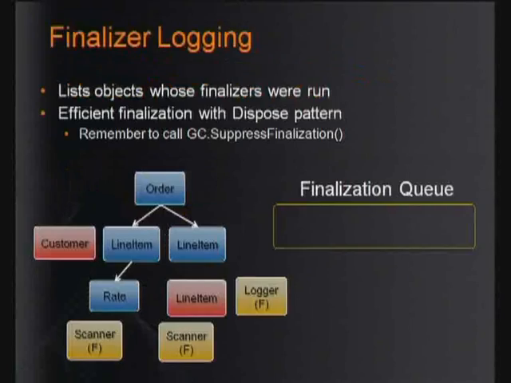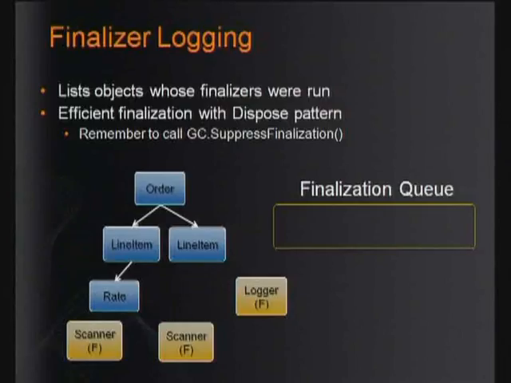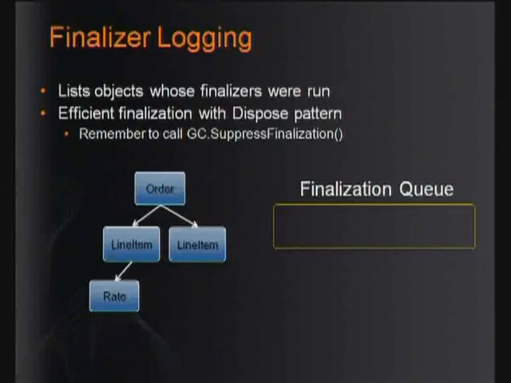Finally, we have finalizer logging. Now, in finalizer logging, effectively, objects that have not been disposed will finally have their destructors called. So in this case, we have a whole bunch of items here, and as they go out of scope, those without finalizers will be collected by the garbage collector immediately. But those objects with finalizers will get added to a finalization queue, and a second run of the garbage collector is required to actually get rid of those objects.